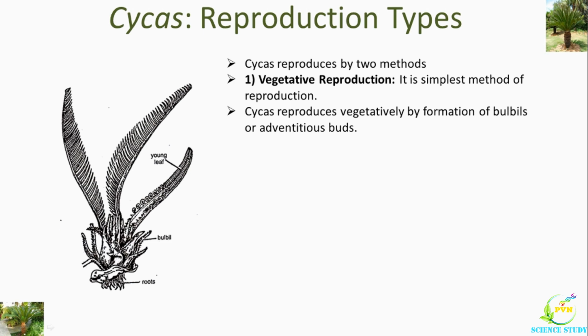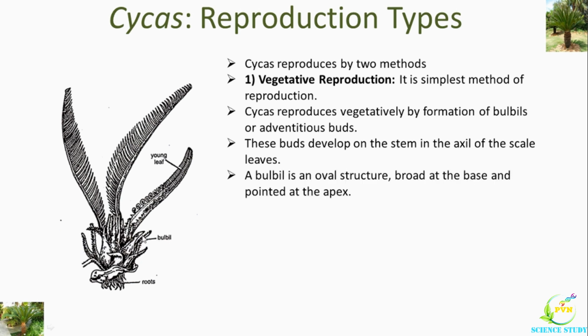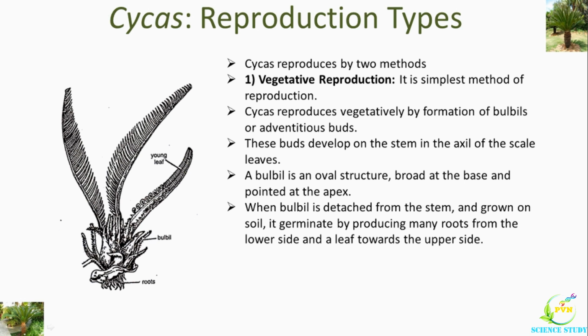So this is the photograph of a bulbil. These buds develop on the stem in the axil of the scaly leaves. A bulbil is an oval structure. It is broad at the base and pointed at the apex. When a bulbil is detached from the stem and grown separately on the soil, it produces many roots from the lower side and a leaf towards the upper side. In this way, a new plant of Cycas develops from the bulbil.